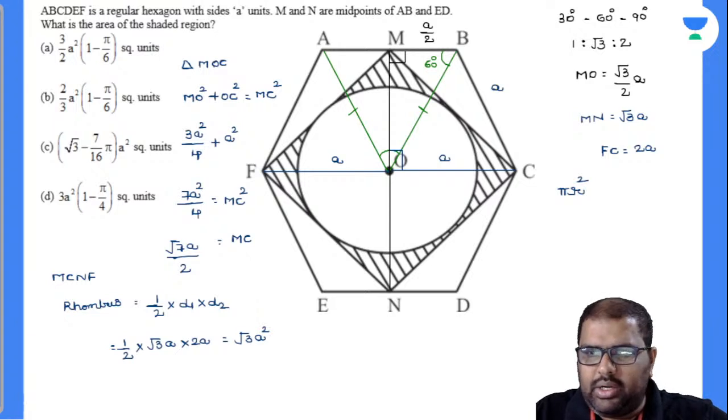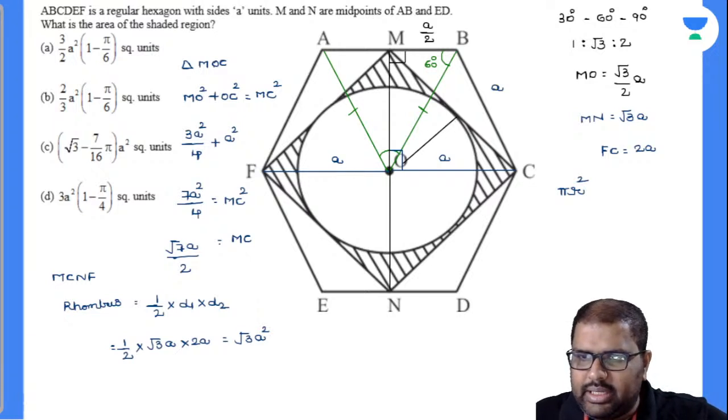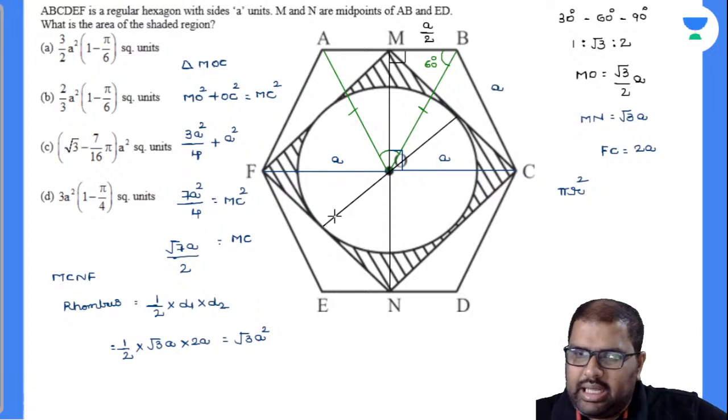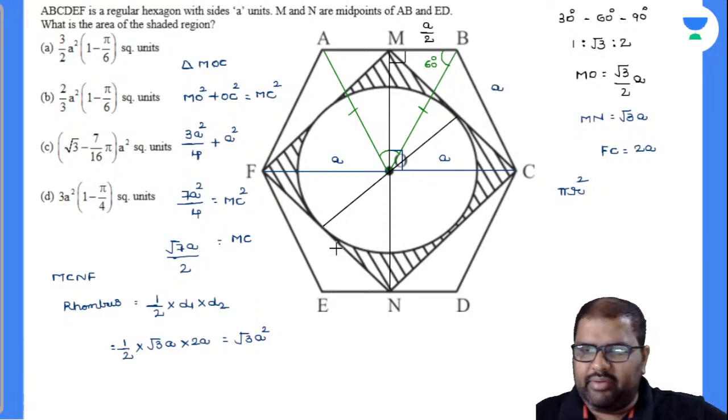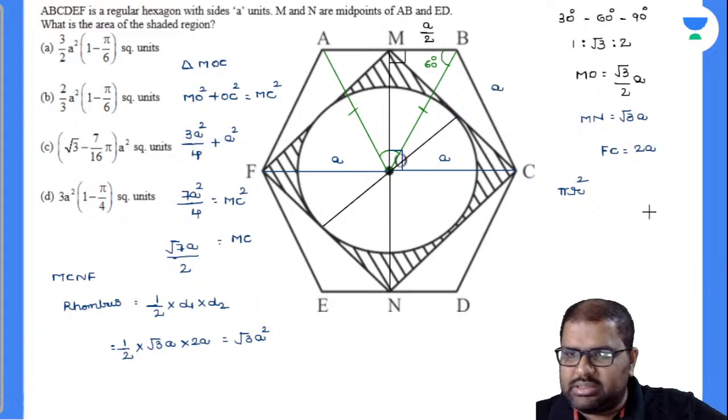What shall I do? I'll write it down in black now. Is this nothing but called radius? Yes, it is called radius. Of course, diameter of the circle is nothing but equal to side of the rhombus. Am I right or wrong?